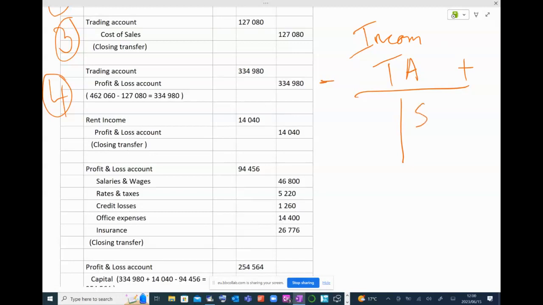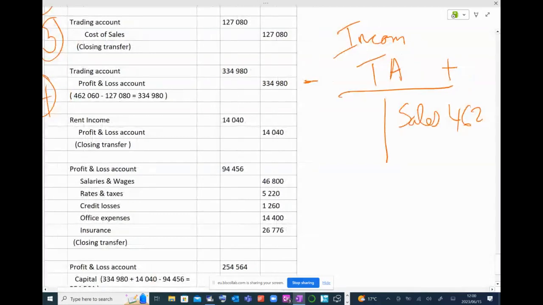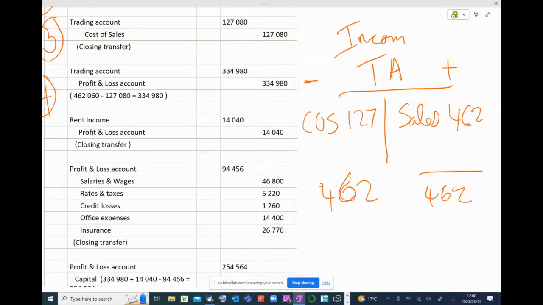So we know that sales was over here, and that was for 462. And then we know that the cost of sales was over here, and that was for 127. So in order to close off this account, this total here, 462, must be the same as this one here, 462. We then need to use profit and loss, because it's getting closed off to the profit and loss for the difference, which is what we're doing over here.